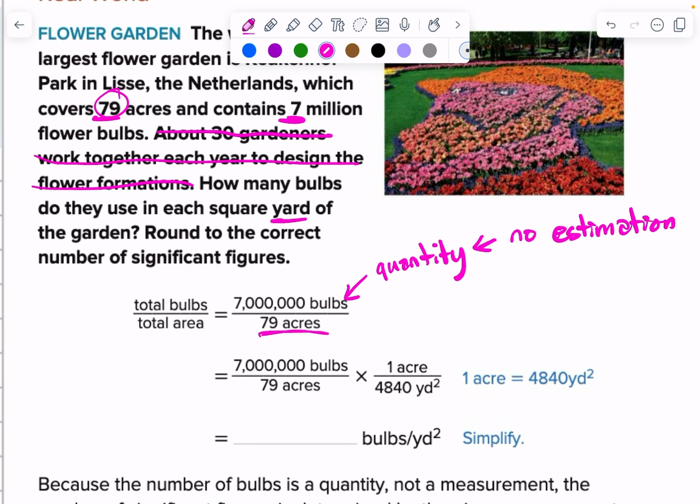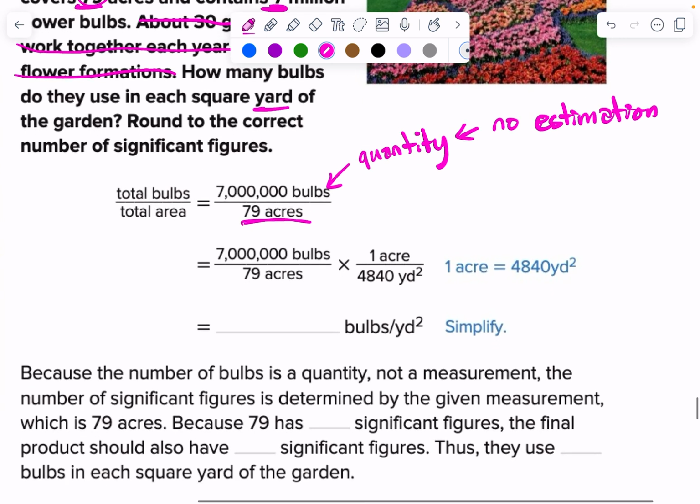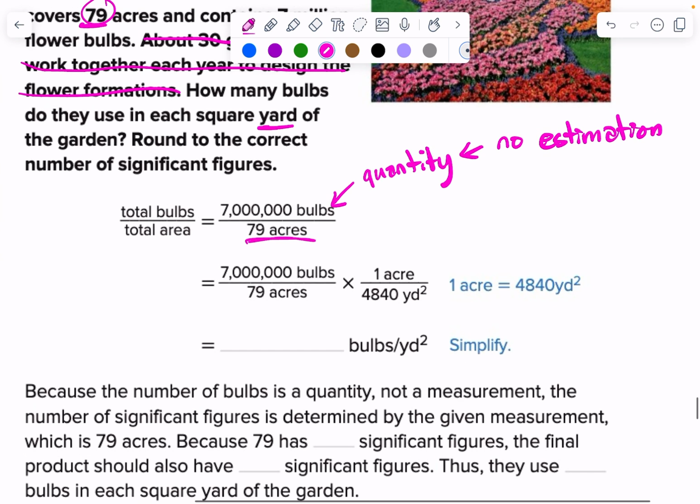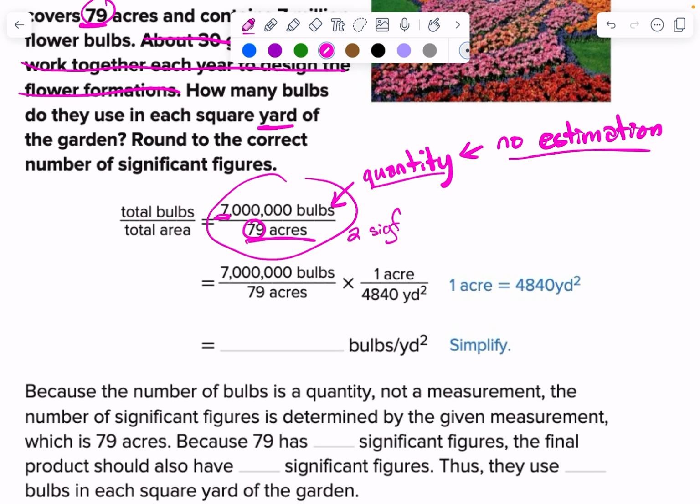Versus acres are estimated, right? Like acres of plots of land. Those are measurements. So right here, even though 7 million only has one sig fig because these zeros are insignificant, I'm not going off of the 7 million with one sig fig because that's a quantity and that's not estimated, right? I'm only going off of the 79 number, which has 2 sig figs. So I am allowed to carry 2 sig figs in my final answer.